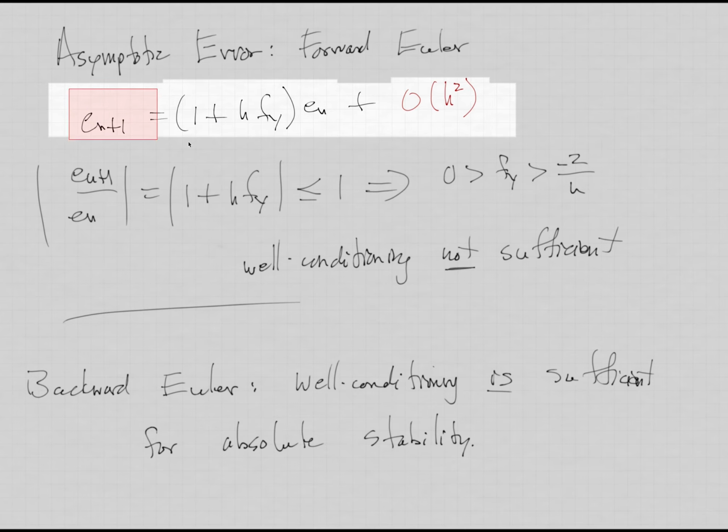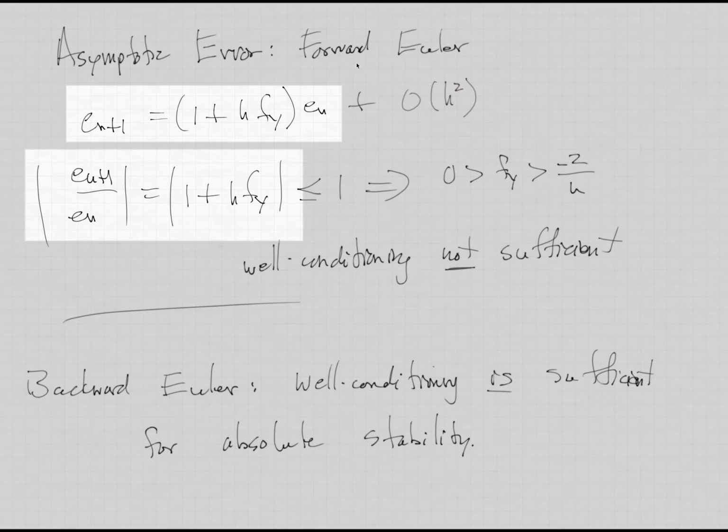Then if we take these two terms and divide by e sub n on both sides, the ratio of e sub n plus 1 to e sub n is equal to 1 plus h times f sub y. Again, we're evaluating f sub y at some intermediate point. I didn't feel like rewriting those details about exactly where f sub y was evaluated, but we're assuming that h is reasonably small, so f sub y isn't going to vary too much. And then we want the absolute value of this ratio, the new error divided by the old error, to be less than or equal to 1.